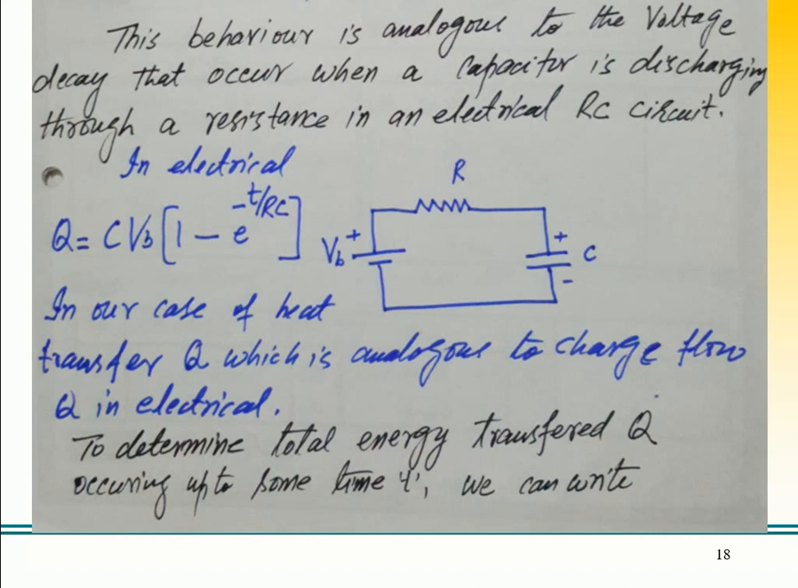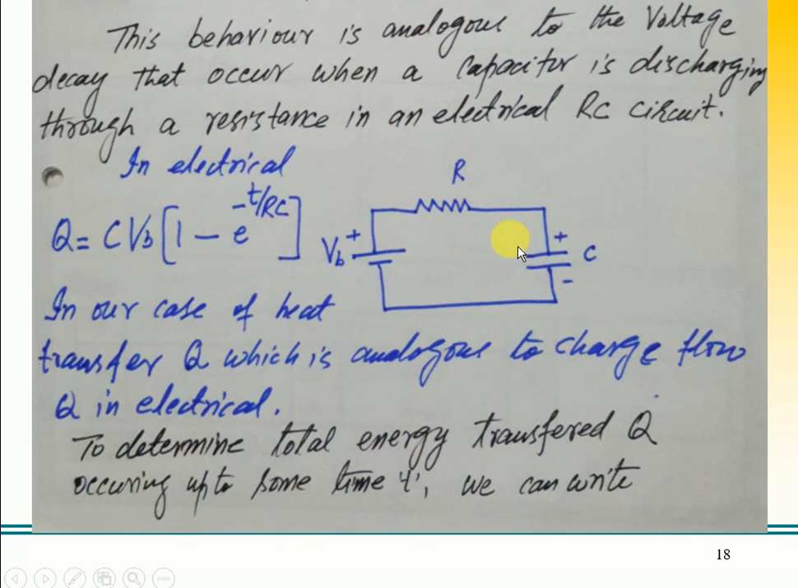Now dear students, if you see this behavior from your previous classes, it is very much analogous to the voltage decay that occurs when a capacitor is discharging through a resistance in an electrical RC circuit. Okay, students, engineering systems are analogous. Analogous means their structure is different, but their function is similar.